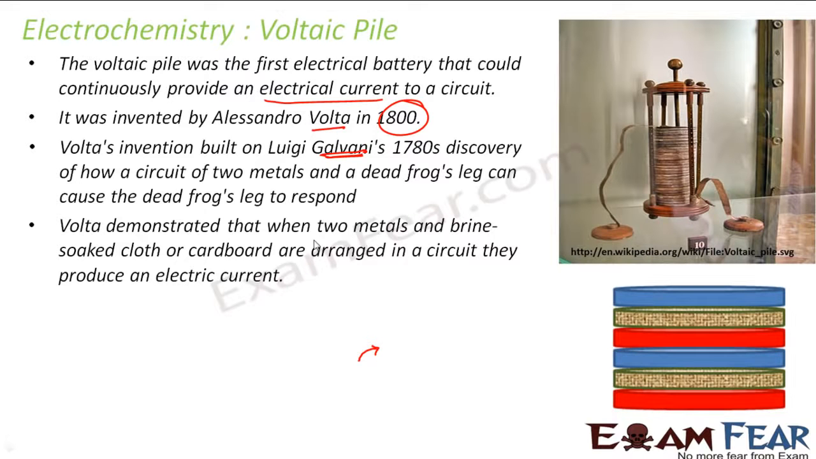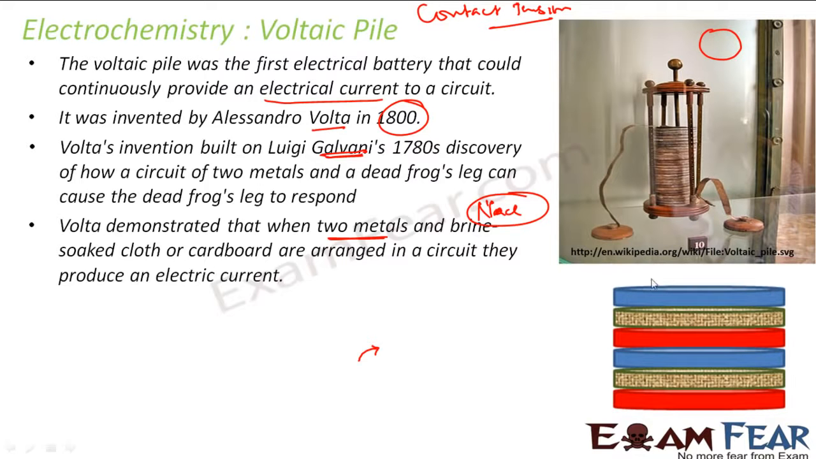To do that, he demonstrated that when two metals and a brine-soaked cloth (brine is nothing but sodium chloride, salty water) are arranged in a circuit, they produce electricity, and they are arranged in this pattern. He believed that the electricity is coming from contact tension between two metals. He didn't use rods, right? He used plates. If you see, they are all plates like this.